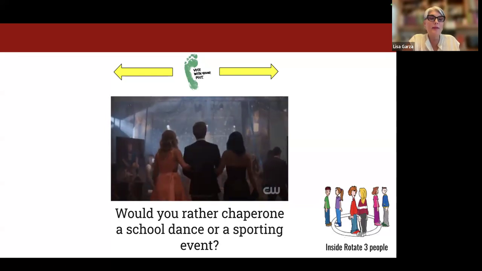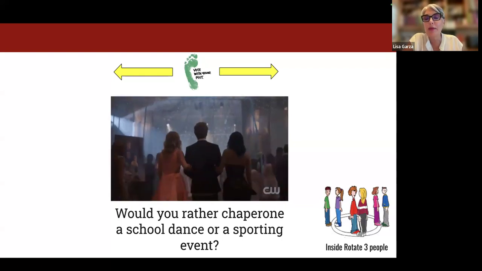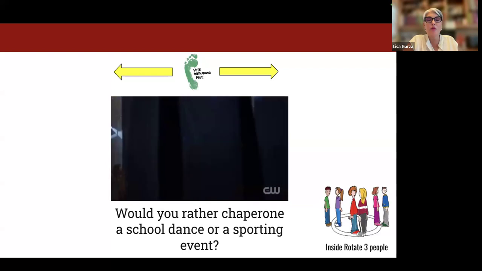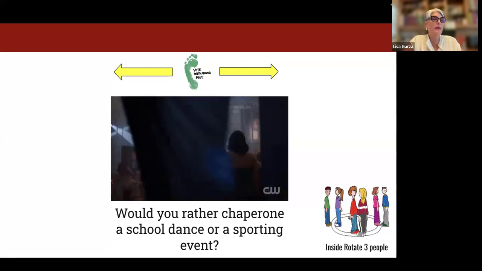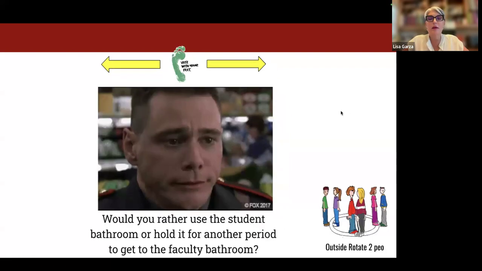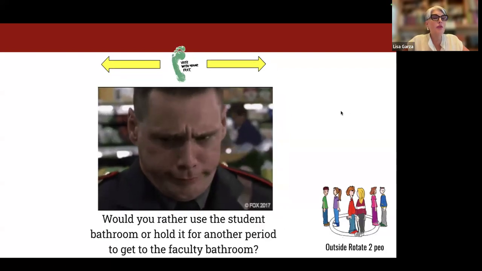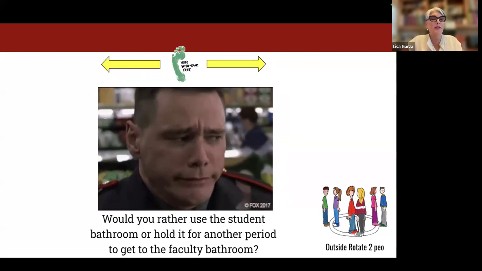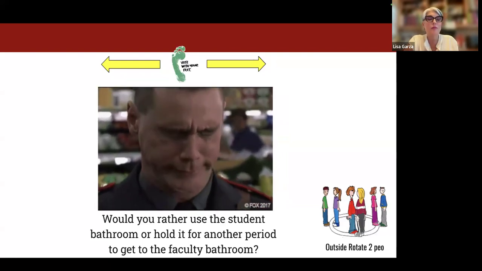All right, now inside circle, you will rotate 3 people to the right. Go ahead and do that. Count 3 people to the right. Would you rather use the student bathroom or hold it for another period to get to the faculty bathroom?